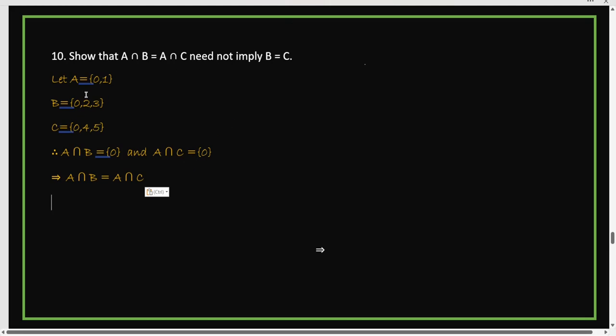So, A intersection B equals A intersection C doesn't guarantee that sets B and C are equal, right? So we have proved that A intersection B equals A intersection C doesn't imply B equals C. Okay, we'll move to the next question.